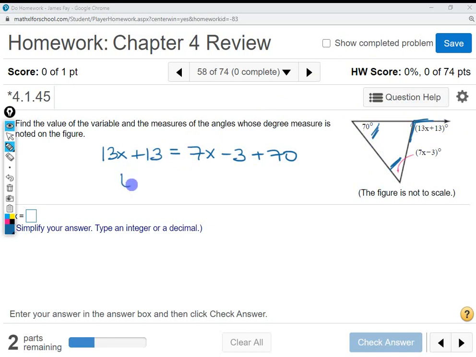Subtract 7x from both sides, so give me 6x. So this will be 67. Then I'll subtract 13 from that, so give me 54. How many times does 6 go into 54? How many? Nine. Right? 27 times 2 is 54.